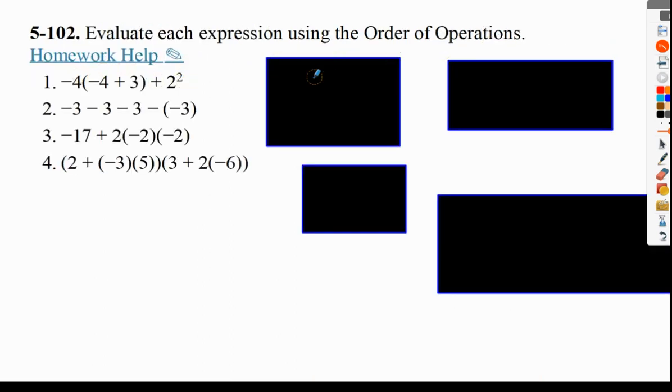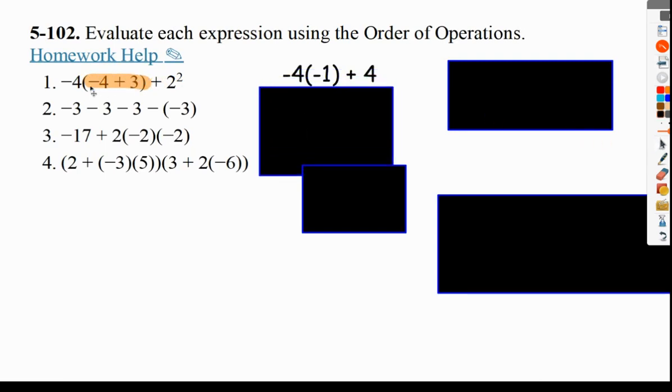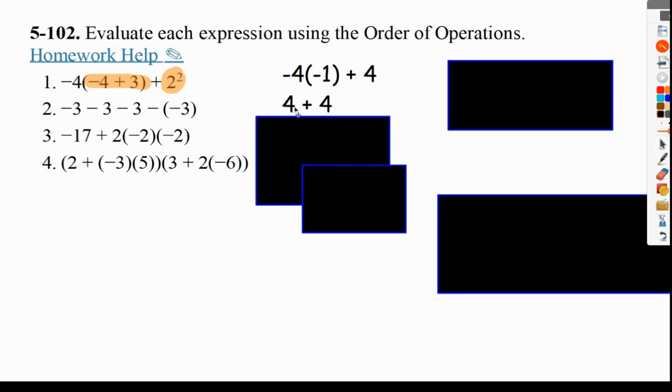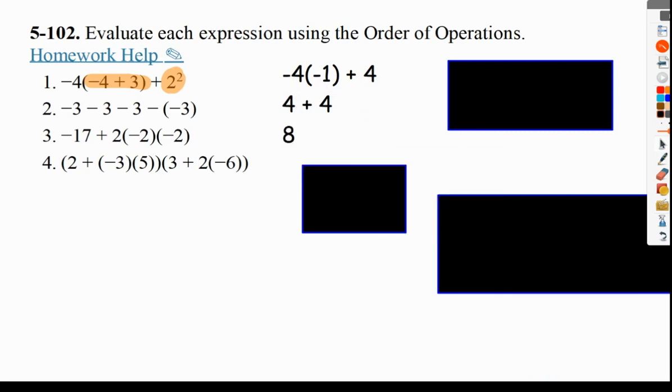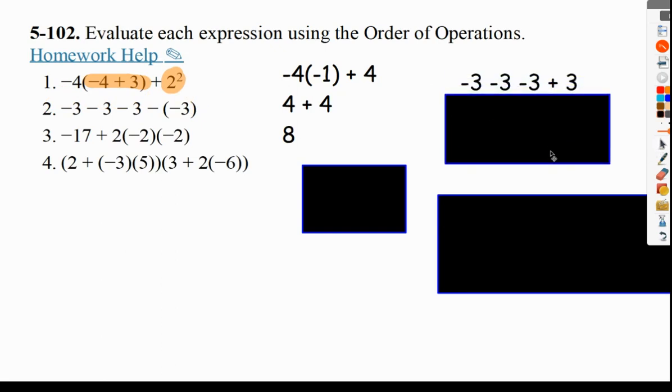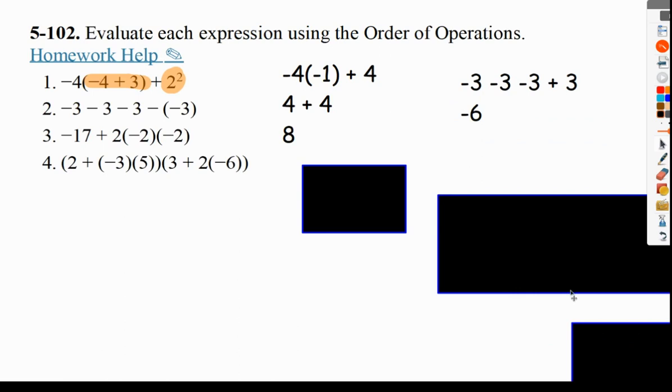Here, make sure again you're showing your steps. Start with your parentheses. Negative 4 plus 3 would be negative 1. Then you also do your exponent, which is 2 to the second power is 4. Multiplication would come next. Negative 4 times negative 1 is 4. And then lastly would be addition. Here you may want to do a rewrite because this would be negative 3 plus negative 3 plus negative 3 plus positive 3. Again, that's from our keep, change. Or you could leave it as negative 3 minus 3 minus 3 plus positive 3. Either way, your final answer is negative 6.